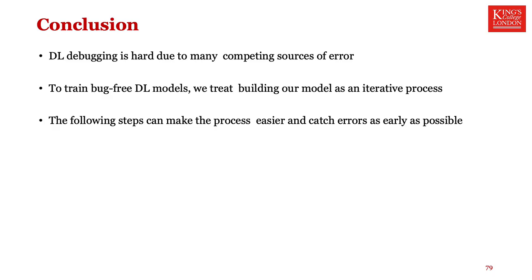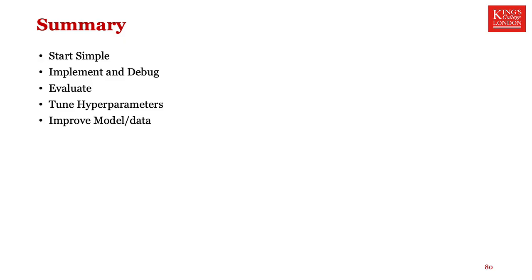So just to conclude on today's lecture, deep learning is hard to debug because there are many competing sources of error. In order to train bug-free deep learning models, we need to treat building models as an iterative process. It's incredibly important that you start from a relatively small model and increase its complexity as you go along, so that you always have a foundation to go back to, and so that you can understand every time that there is a regression in your code base. And you need to follow steps so that it makes it easier to catch errors as early as possible. So as a summary, please start simple.